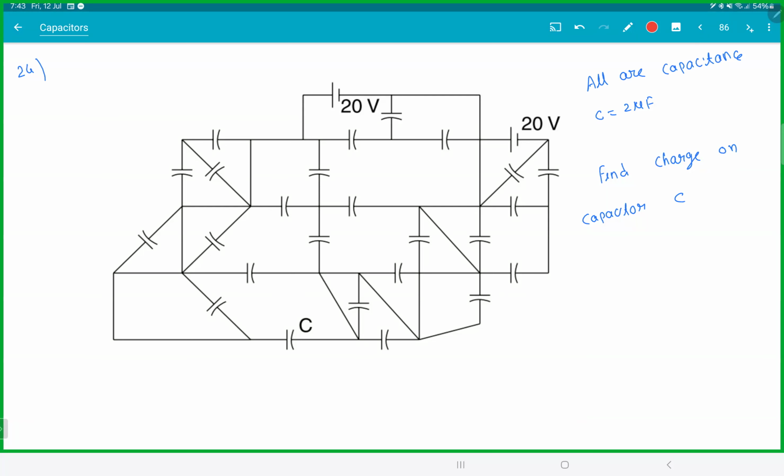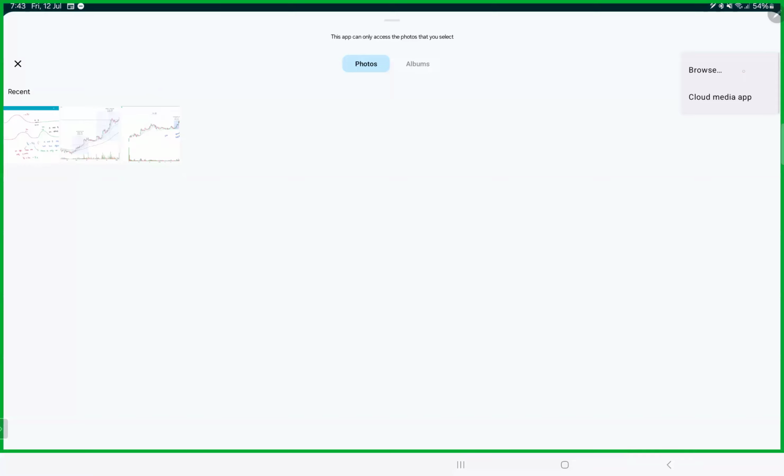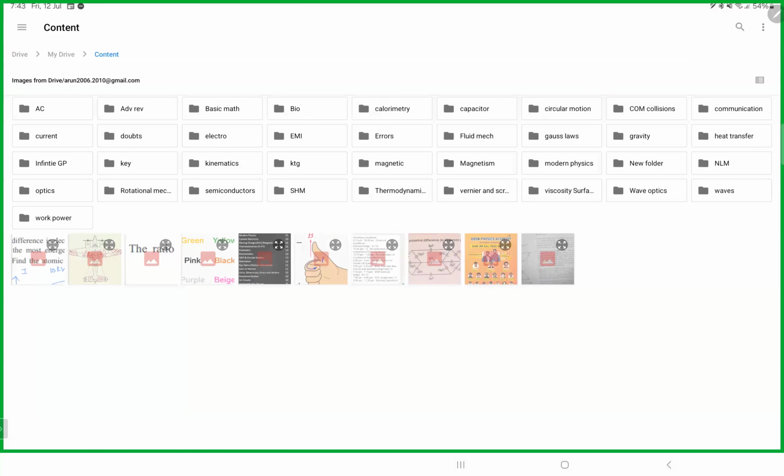How to do this? No, nothing actually. This thing, you'll see a more deadly one. We will see that in current. I'll just show you how it looks.